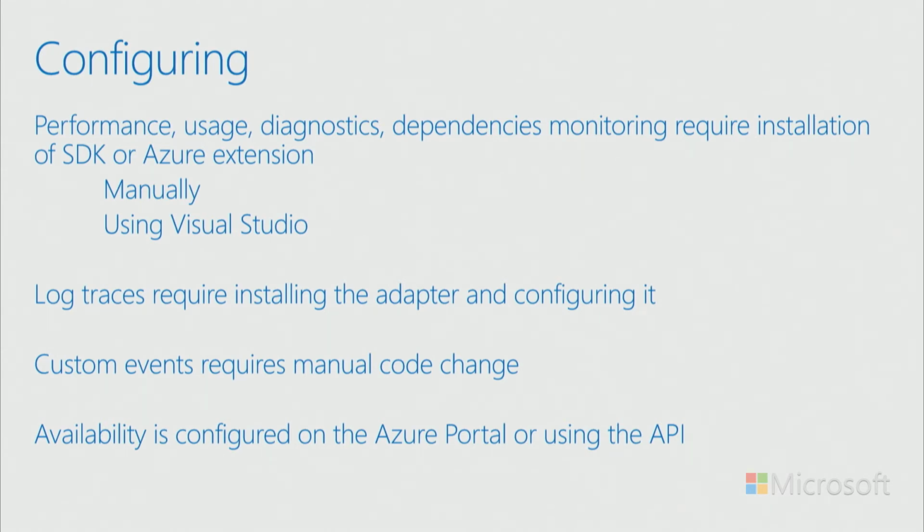The log traces require the installation of an adapter and a configuration. Typically, you are using either Log4j or one of the typical logging and tracing libraries, and you just configure them in order to get the data from there into Application Insights with just a few settings and installing some libraries. So you don't even need to change your code if you are using one of those supported libraries. The availability tests are configured on the Azure portal or using the APIs.